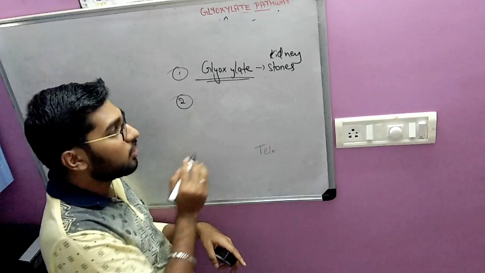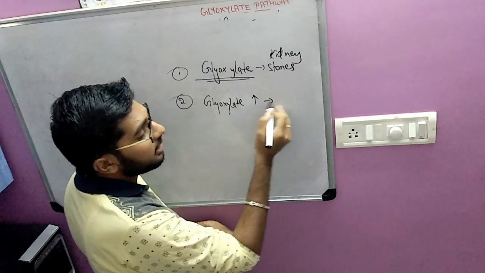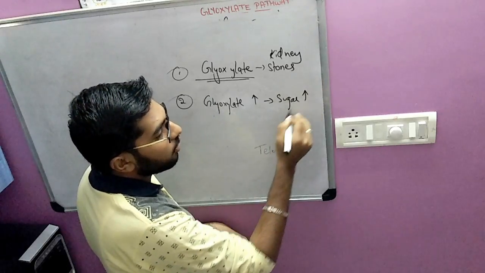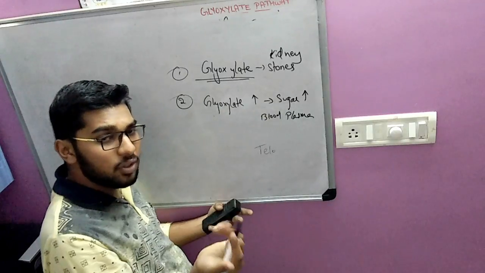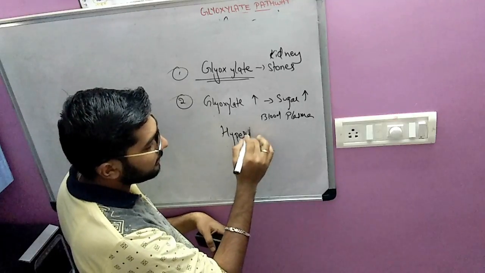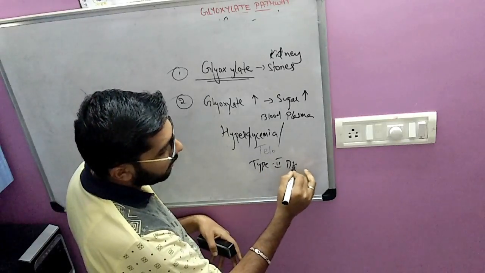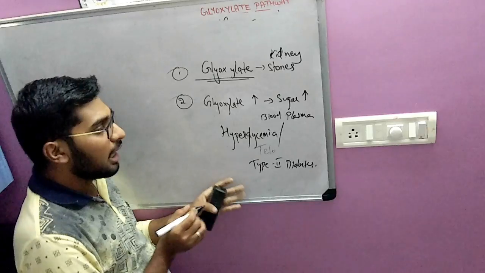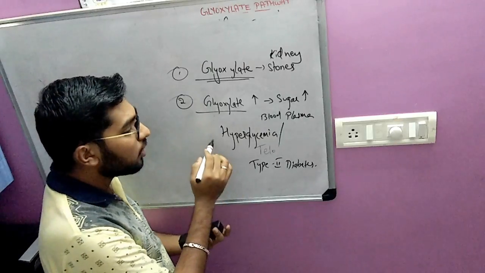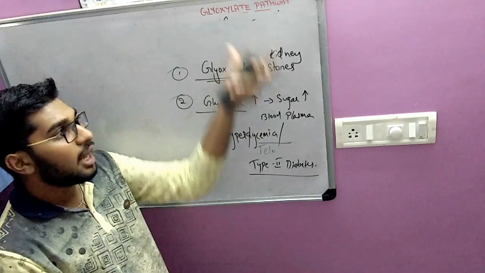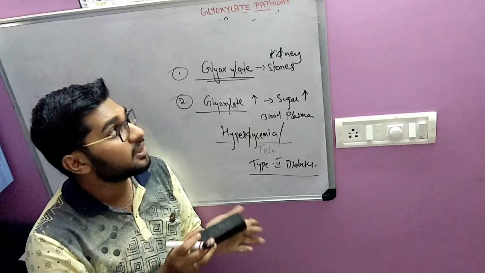The other thing you have to remember is this glyoxylate. If glyoxylate increases, sugar content also increases in the blood plasma of human beings. And if sugar content increases, we all know it leads to hyperglycemia or type 2 diabetes. So this is what happens when glyoxylate increases. Sugar content also increases in the blood plasma and causes hyperglycemia, type 2 diabetes. So this glyoxylate pathway plays a very important role in plants and other microorganisms involved in pathogenicity. So this is about the glyoxylate pathway.